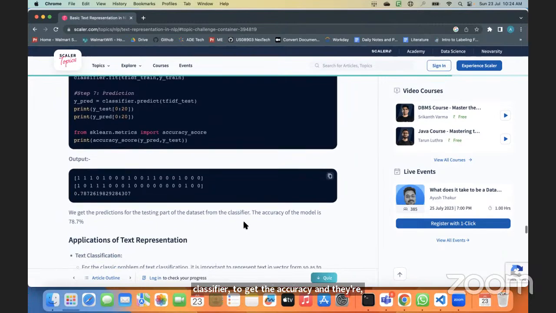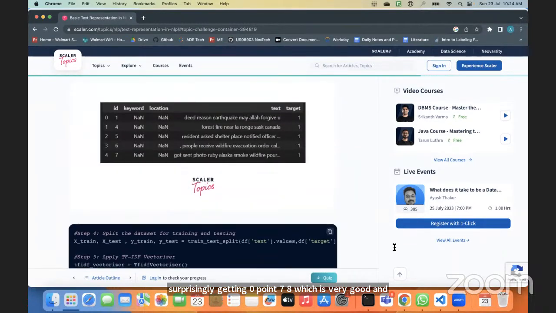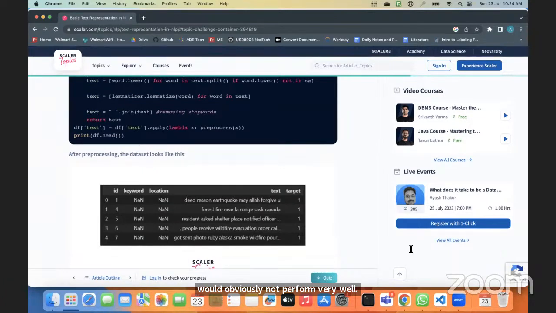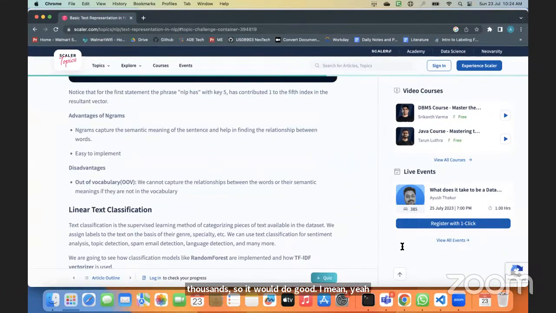And for a statistics-based low data classifier, it's very good. If you train it on like 10, 20 samples, it would obviously not perform very well. But if you have hundreds and hundreds of samples, thousands, it would do well. So that's all I wanted to cover today, because this blog has very good coverage; it added up everything that the projects needed, and that's why I used this.